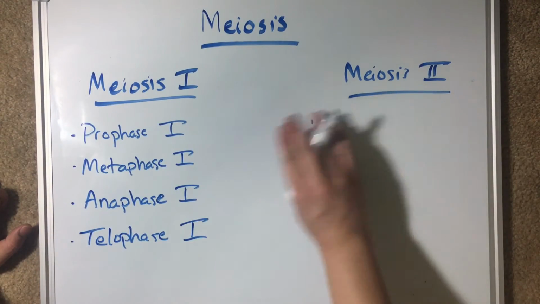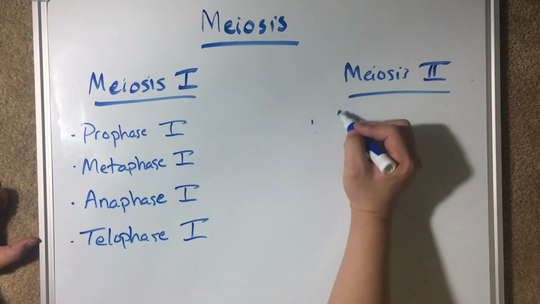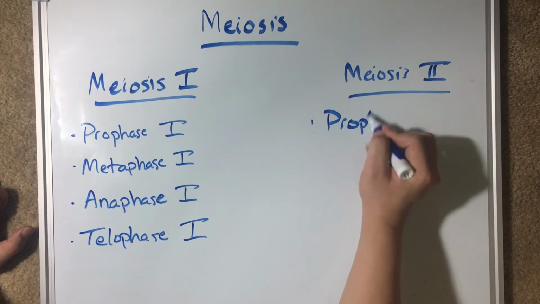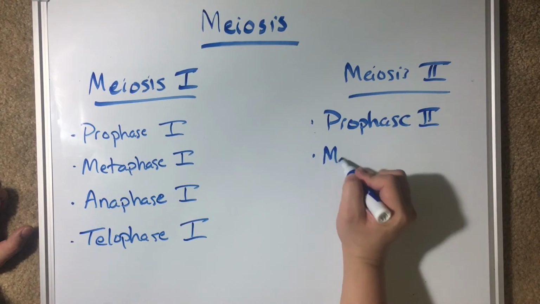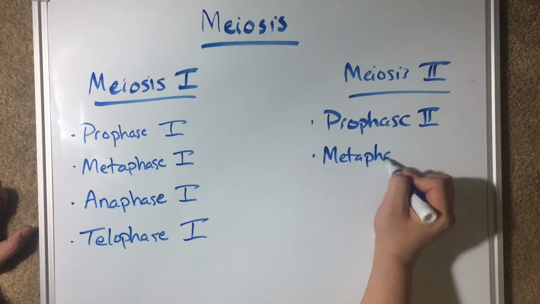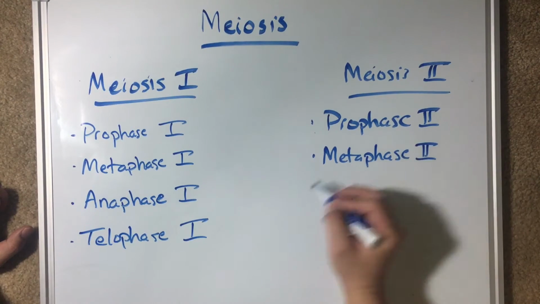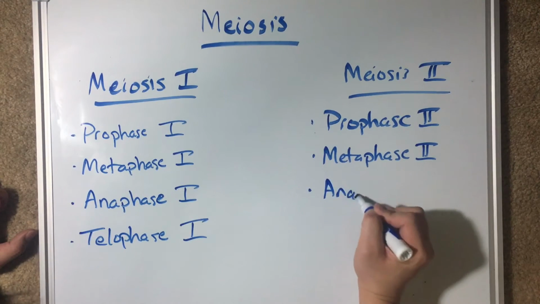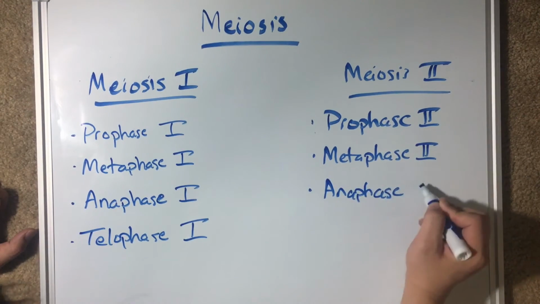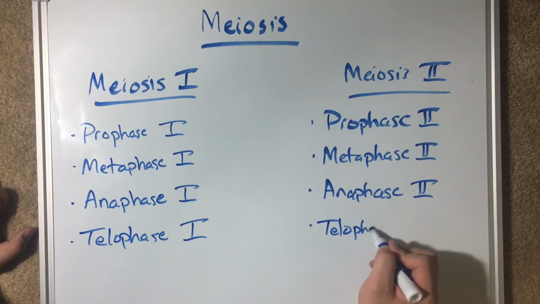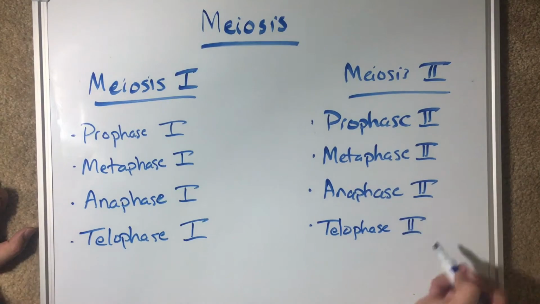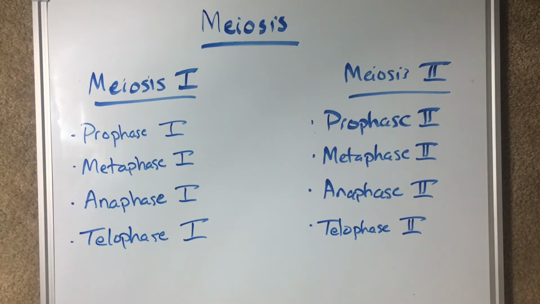All right, when we move on to meiosis 2, we have here prophase 2, metaphase 2, anaphase 2, and telophase 2. All right, and meiosis 1 happens, and then meiosis 2 happens after that.